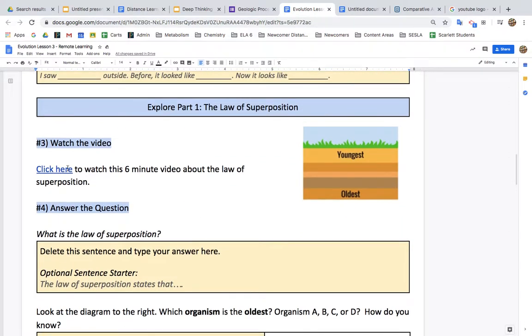Next, you're going to click here and go to YouTube to watch a video about the law of superposition. When you're done, you should understand what the law of superposition is. If you get stuck, use this picture to help you.